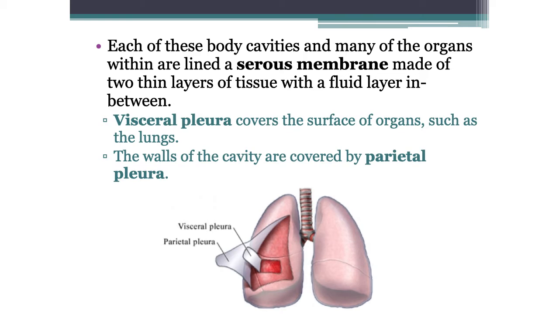Each of these body cavities and many of the organs within are lined with serous membrane made of two thin layers of tissue with a fluid layer in between. Visceral pleura covers the surface of the organ, such as the lungs, and the walls of the cavity are covered by parietal pleura. Okay, so we have these two membranes around the lungs to help them.